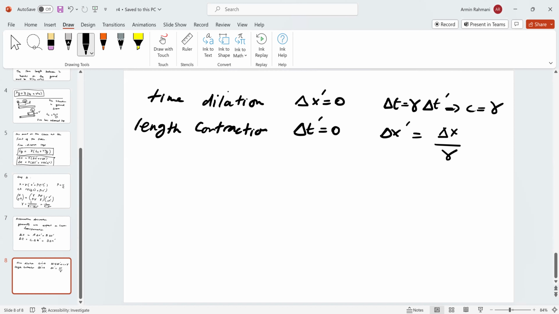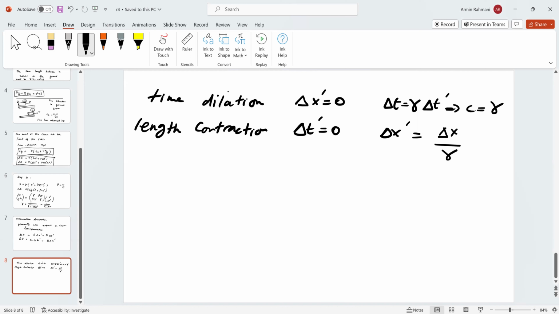the proper length of an object that's stationary, let's say, in frame S. It's moving with respect to S prime. And in S prime, I want to look at its length. So I have to look at two events at its two endpoints at the same time in S prime. And then delta x prime would be the length that I measure in that process. And that will be contracted by a factor of gamma.